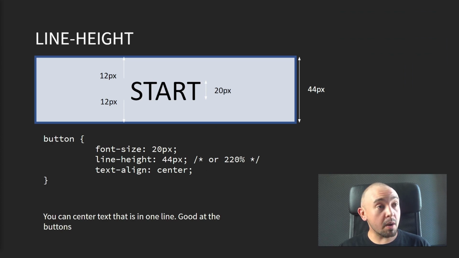The line height property can also be used to center the text in the element. If the text consists of only one line, then it is enough to specify the line height with the same value as the height of the element. Additionally, we can use the text align center property, and our text will be perfectly centered in our element. This is useful among other things with the buttons.